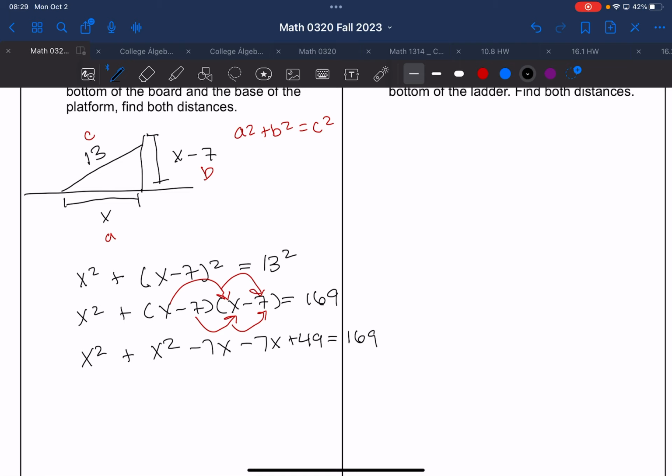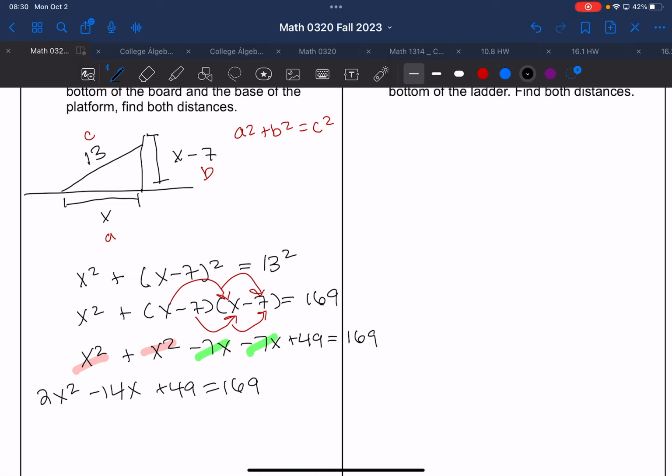Now I'm going to combine like terms. What like terms can I combine here? The x squares and what else? The 7x. Okay, so I have 2x squared minus 14x plus 49 is equal to 169.